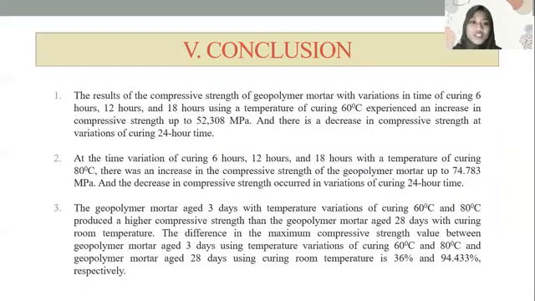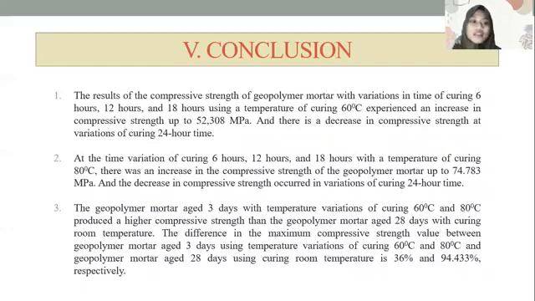The last is the conclusion. Number 1, the result of the compressive strength of geopolymer mortar with variation in curing time of 6 hours, 12 hours, and 18 hours using a curing temperature of 60 Celsius degree experienced an increase in compressive strength up to 52.308 MPa. And there is a decrease in compressive strength at the variation of curing time of 24 hours.